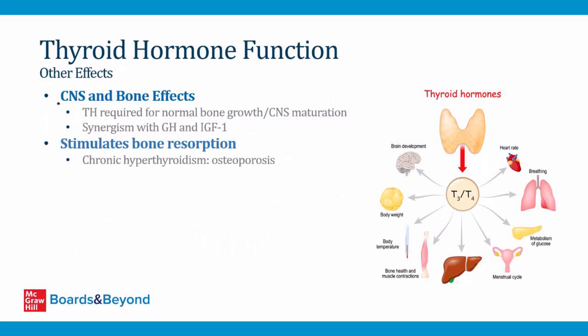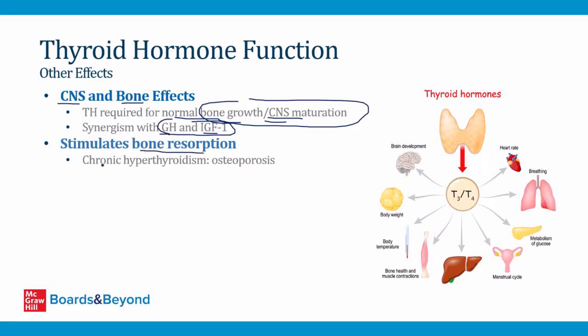Thyroid hormone also has important effects on the central nervous system and in bones. So thyroid hormone is required for normal bone growth and central nervous system maturation in babies and children. In another video, I talk about hypothyroidism in children, which is very rare, but when it does happen, those children tend to have short stature and underdeveloped central nervous systems. One of the ways it exerts this effect is through synergism with other hormones like growth hormone and IGF-1, which is another hormone that comes from the liver. And so by working synergistically with these, that's how thyroid hormone is responsible for bone growth and CNS maturation in babies and children.